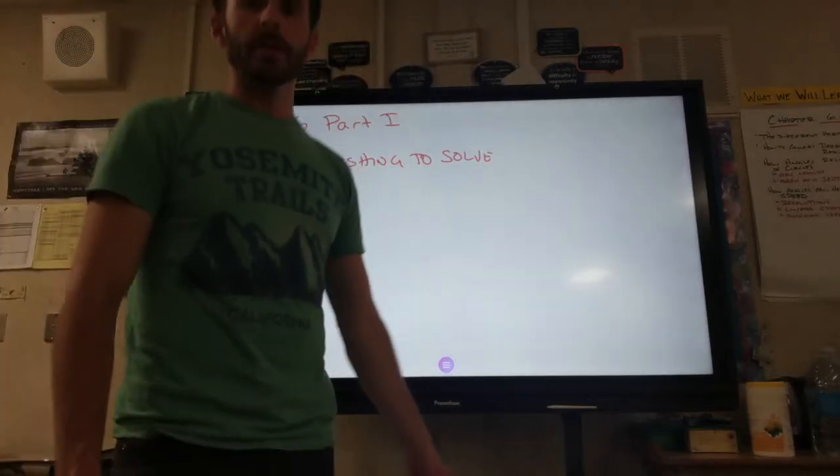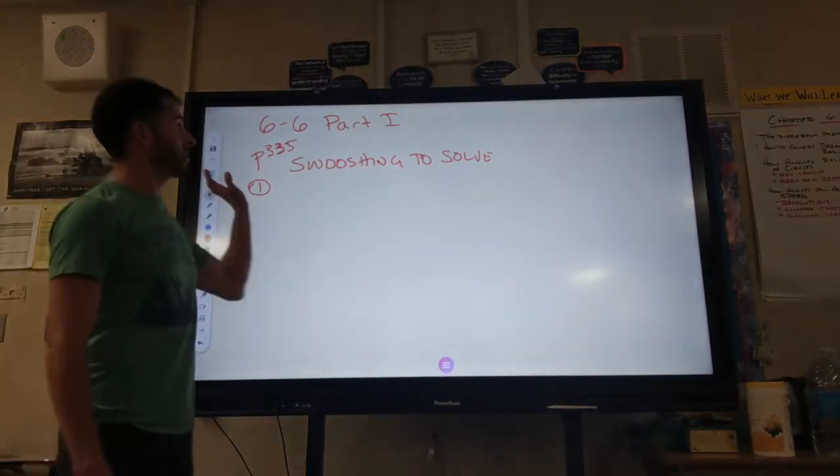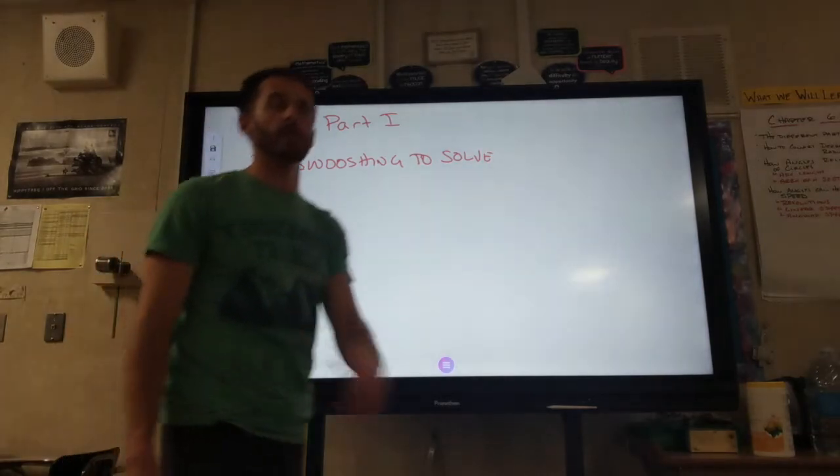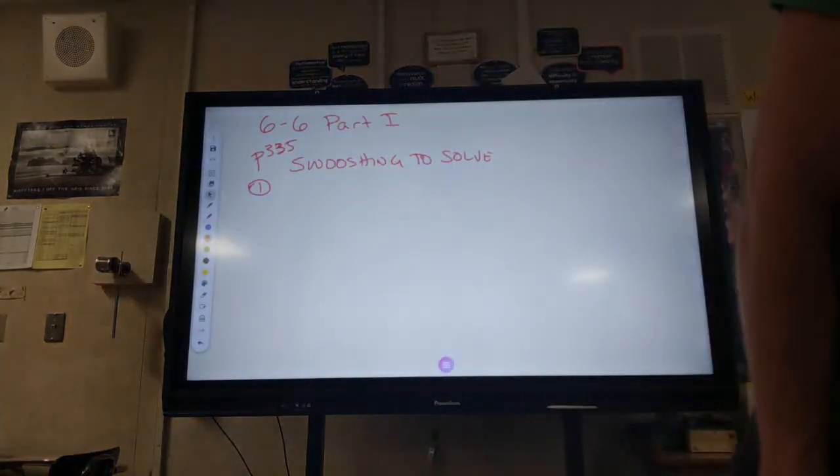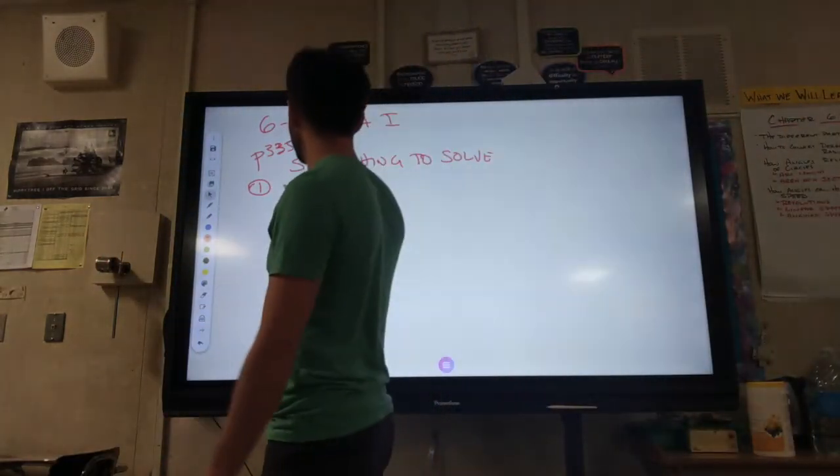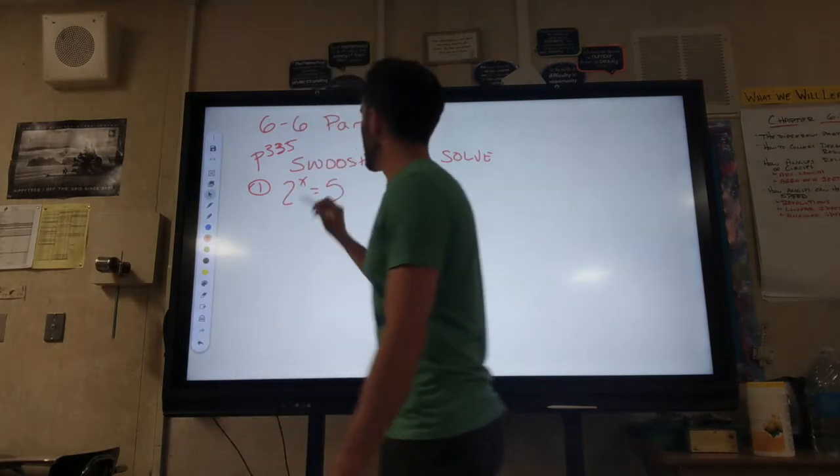All right, so 6-1, part 1. So just simple equations, and we're going to swoosh to solve. So copy down number 1 on page 335. 2 to the x equals 5.